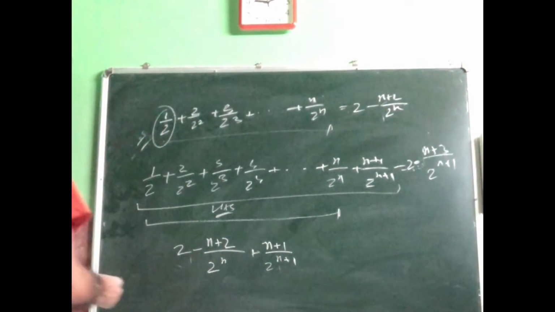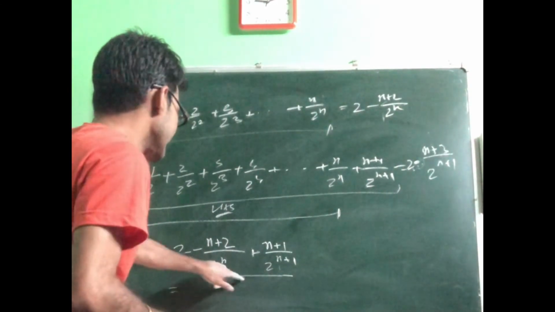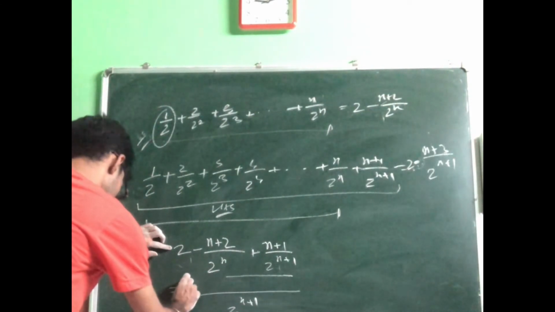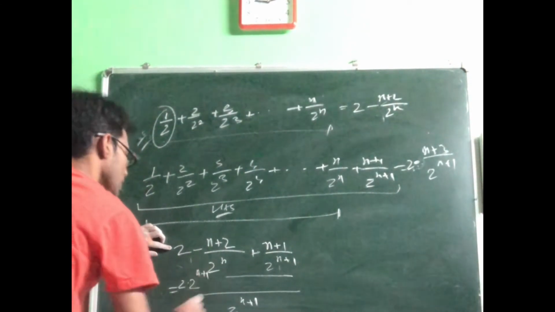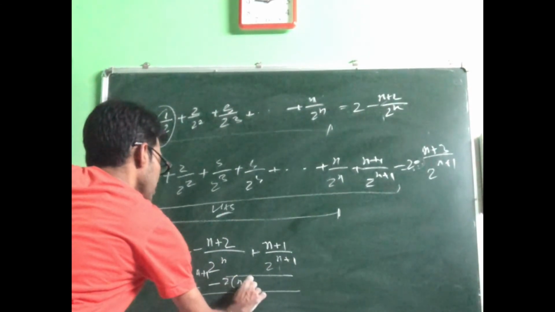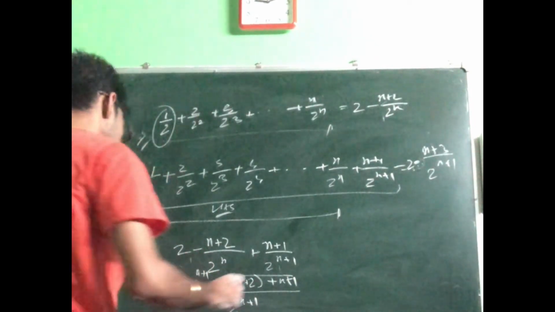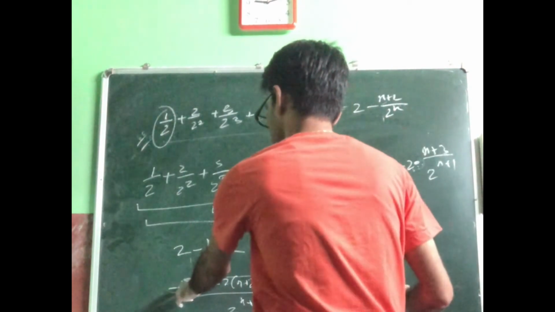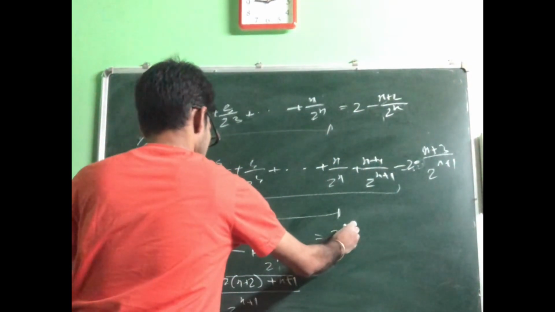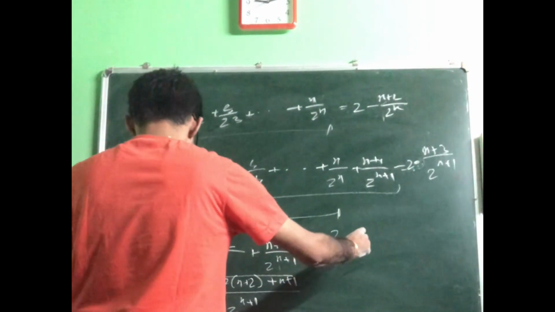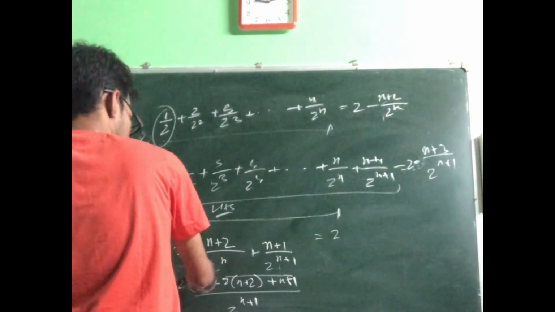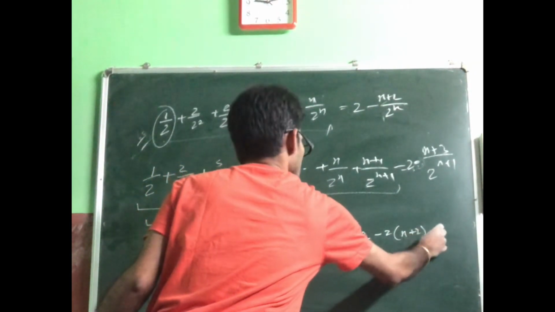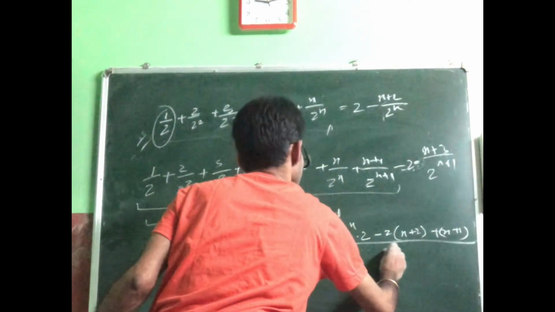Well, in doing so, now I can very easily take the LCM, which turns out to be 2 to the power n plus 1. And if that is the case, this becomes 2 into 2 to the power n plus 1, and this one is 2 into n plus 2, and this becomes a n plus 1. So that means this whole thing is 2 into 2 to the power n into 2 minus 2 n plus 2 plus a n plus 1, and the whole thing divided by 2 to the power n plus 1.